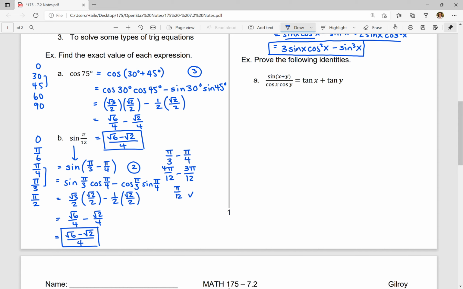So in this first example, we have sine of x plus y over cosine of x times cosine of y is equal to tangent of x plus tangent of y. So the first thing I'm going to do is pick the more complicated side to start with. I'm going to go with the left side because to me that looks a lot more complicated. So we're going to start with sine of x plus y over cosine of x cosine of y.